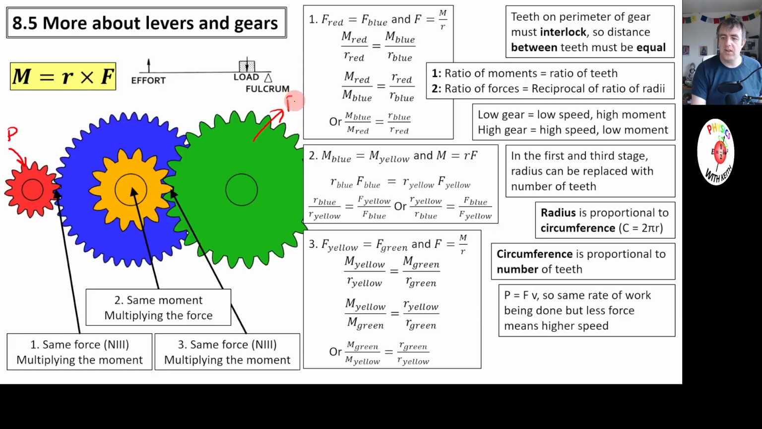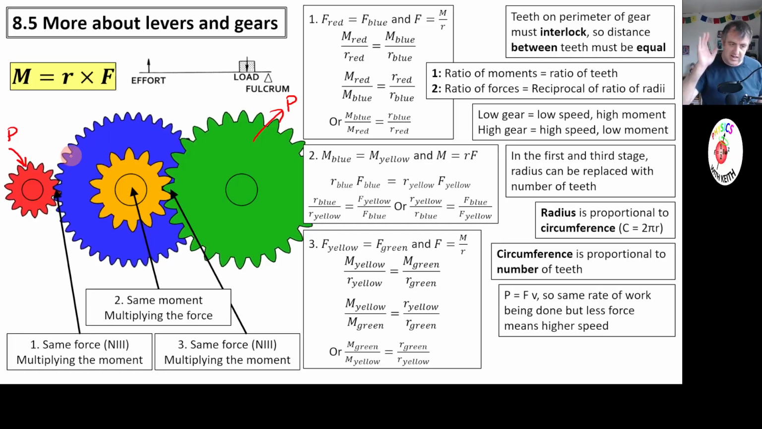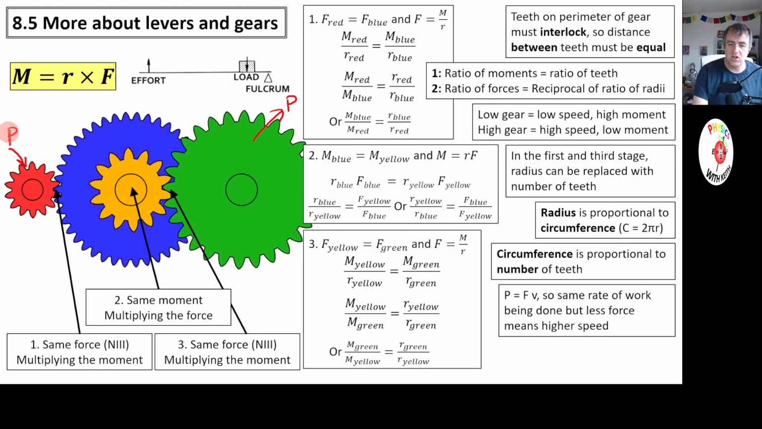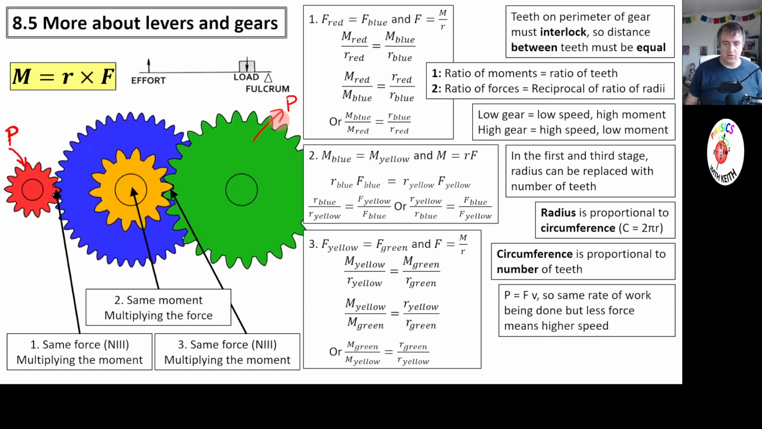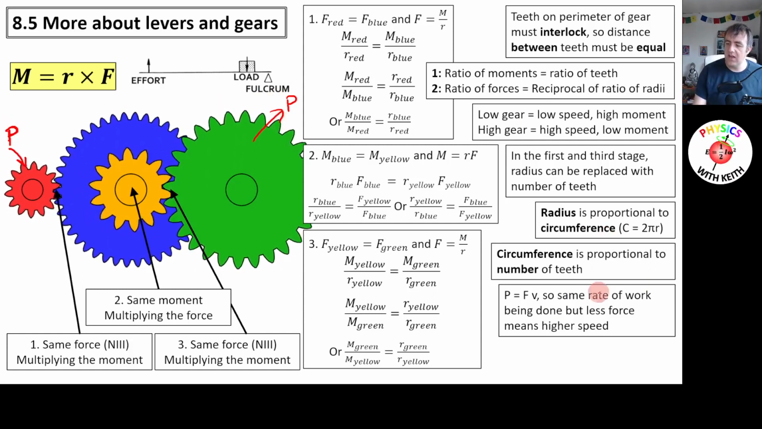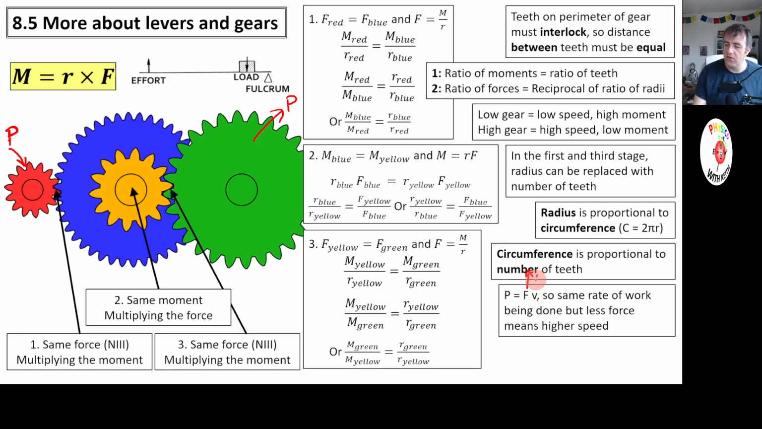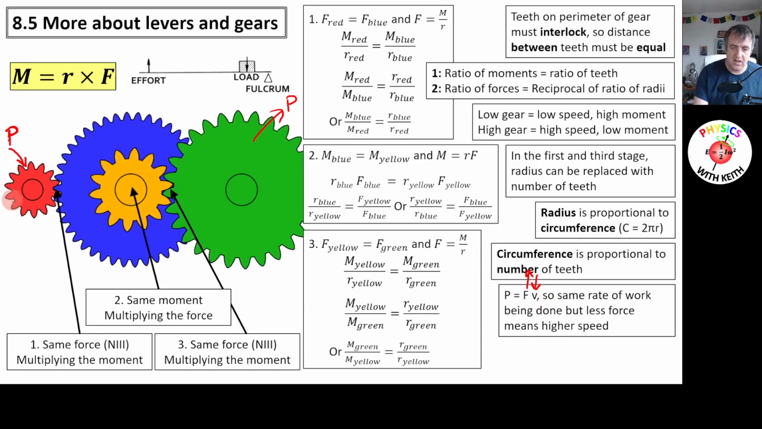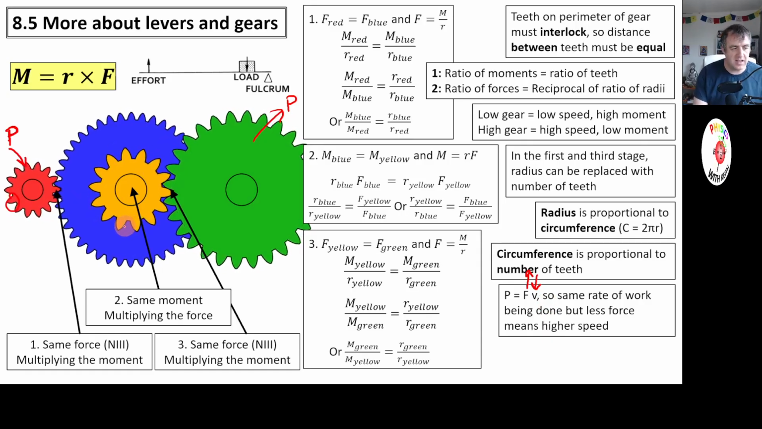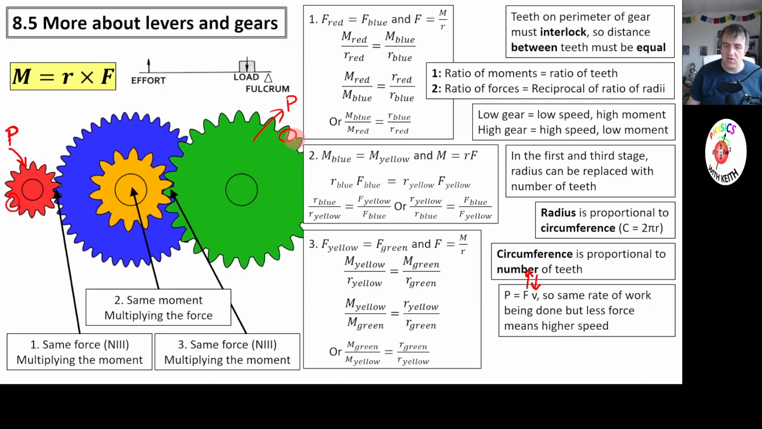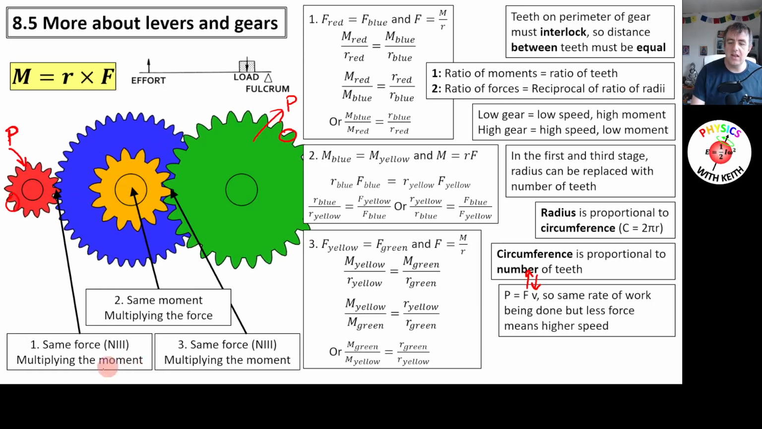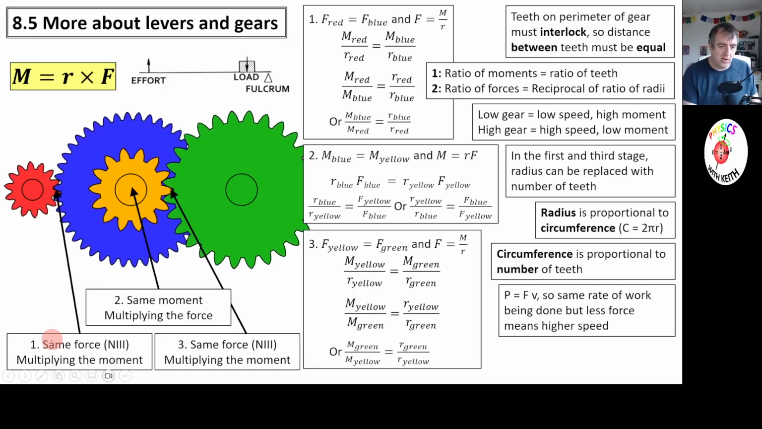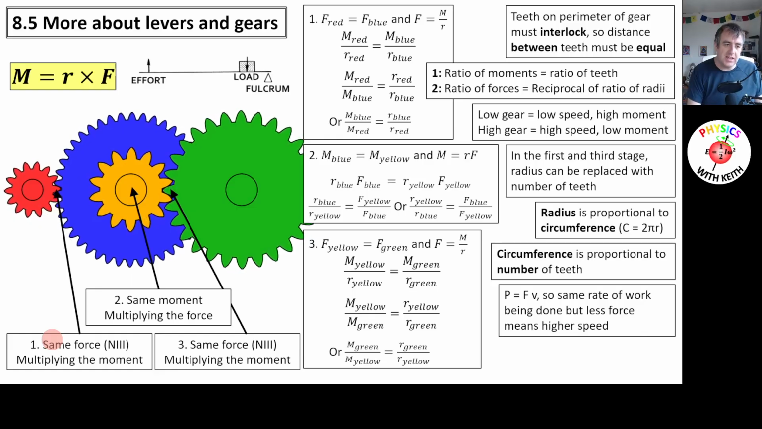If this is a 100% efficient machine, which it won't be, but let's pretend it is for simplicity, then energy is conserved. I'm not losing any energy in this machine, so power in equals power out. And if that's the case, then how can I increase the force? Well, I have to decrease the velocity. And if you look at the edge of this gear on the left, the red gear, it's moving faster than the edge of the green gear. So it is not creating energy at all. I am getting more force out, but at a cost of speed.